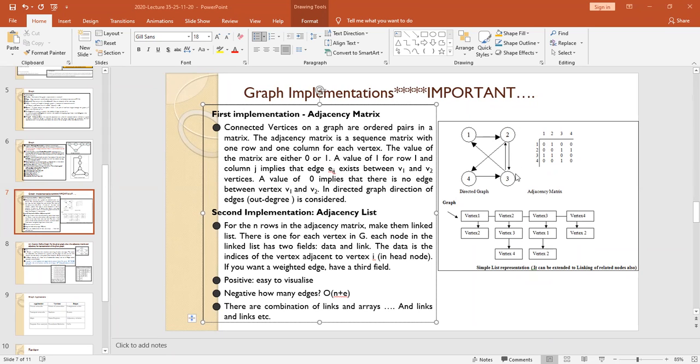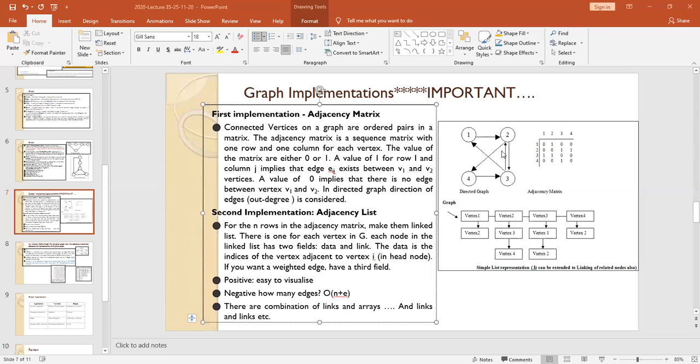1 to 3, there is no path. Directly you have to see. It is moving from 1 to 2 and 2 to 3, but that cannot be a path. From 1 there should be a direct edge to 3, then we can tell there is a path from 1 to 3. That's why we put 1 to 3 as 0. Next, 1 to 4 is also 0.